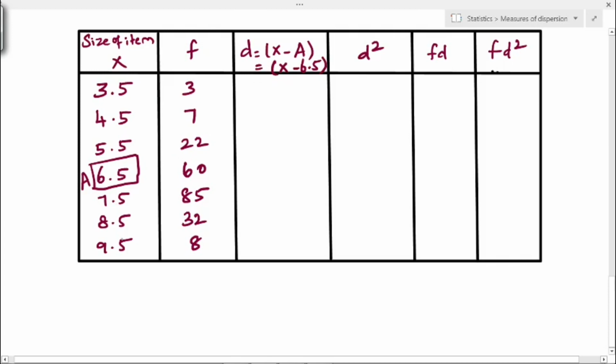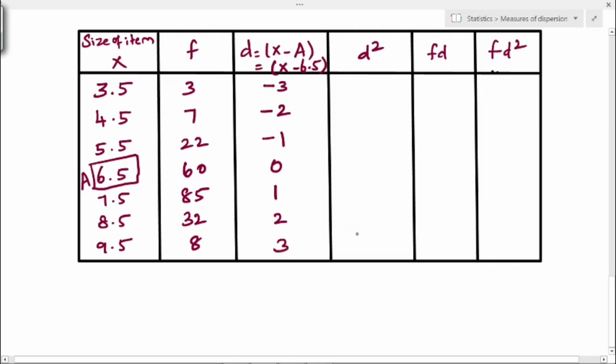Okay, so now we have to subtract x values with 6.5. So you have to subtract all the x values with this assumed mean value. So first 3.5 minus 6.5, that is minus 3. Next 4.5 minus 6.5, minus 2. Next 5.5 minus 6.5, minus 1. 6.5 minus 6.5, 0. 7.5 minus 6.5, 1. And next 8.5 minus 6.5, that is 2. 9.5 minus 6.5, that is 3.